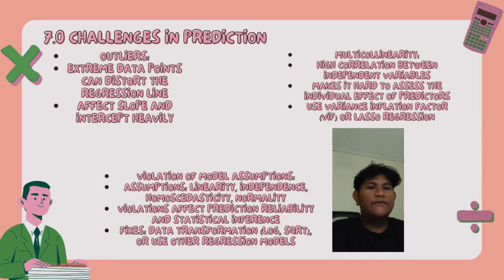Challenges in prediction. First of all, outliers. Extreme data points can distort the regression line and affect the slope and intercept heavily. Secondly, multicollinearity. High correlation between independent variables makes it hard to assess the individual effect of predictors. Use the variance inflation factor, VIF, or lasso regression. Violation of model assumptions. Assumptions: linearity, independence, homoscedasticity, normality. Violations affect prediction reliability and statistical inference. Fixes: data transformation, log, square root, or use other regression models.